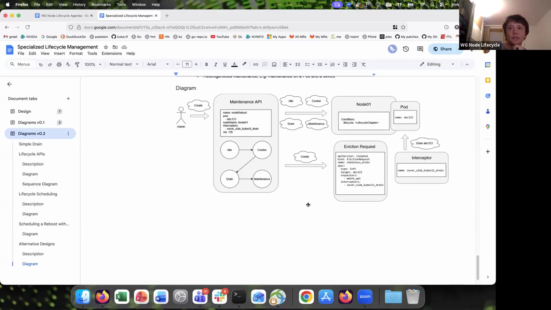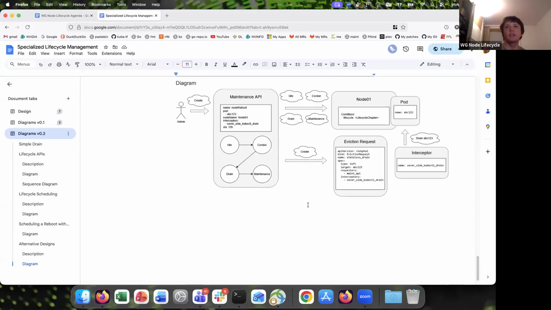I think it's an interesting direction to take, to try to split them from the maintenance API and make them extensible or definable in the API on the fly, or even before the drain or the maintenance happens.